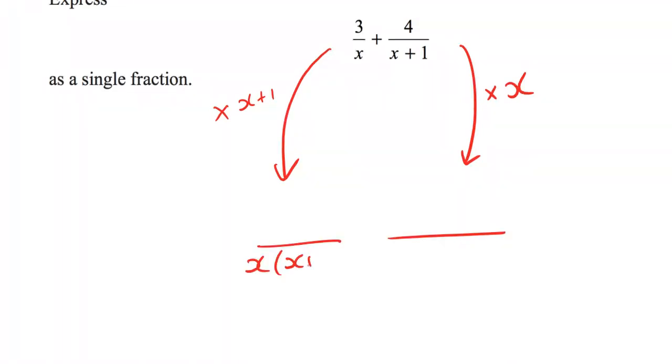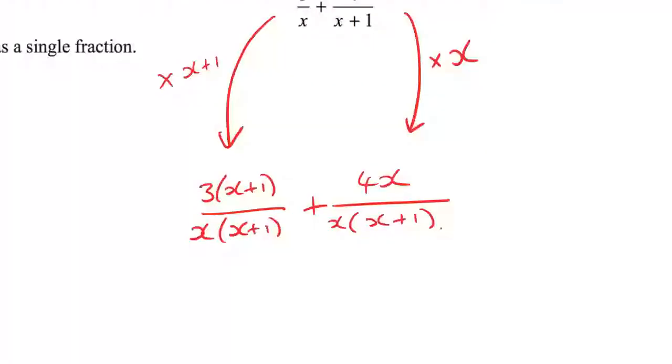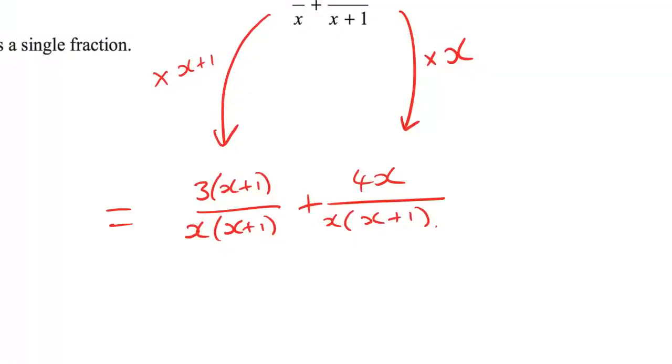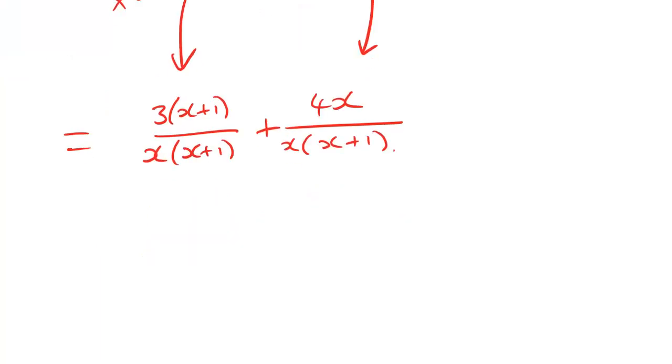You can see that the denominator of both of these is going to be x times x plus 1, right? So let's just write that out to start with so we know what we're doing. Right, so on the left-hand side, we're going to have 3 multiplied by that x plus 1. On the right-hand side, we're going to have 4x. Okay, so that's our starting point. Now we can bring them together.